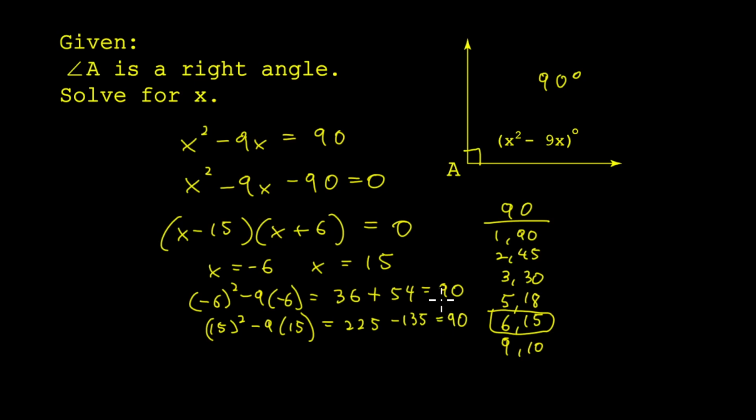So both of these work. There are no extraneous solutions. X is either negative 6 or 15. Things to always remember when you're doing algebra with geometry is the algebra comes from the geometry of the problem. And then when you get solutions for your variables right here, you must plug them back in and see if they work, because they could be extraneous if you get a negative angle or a negative length of a segment.